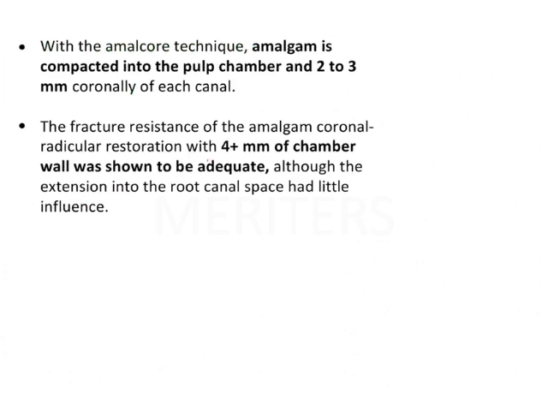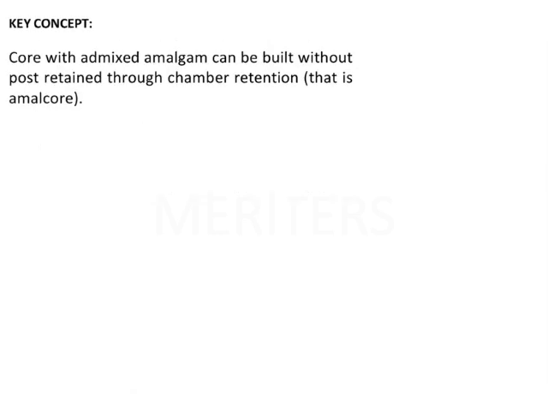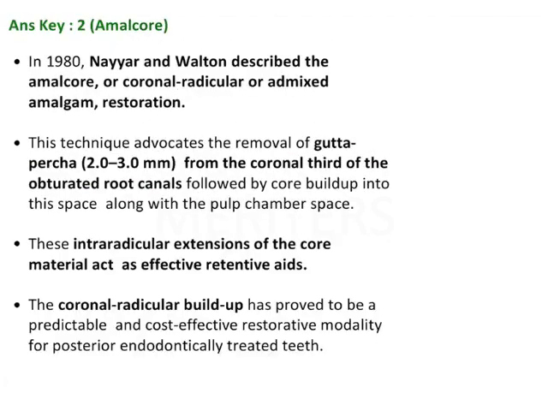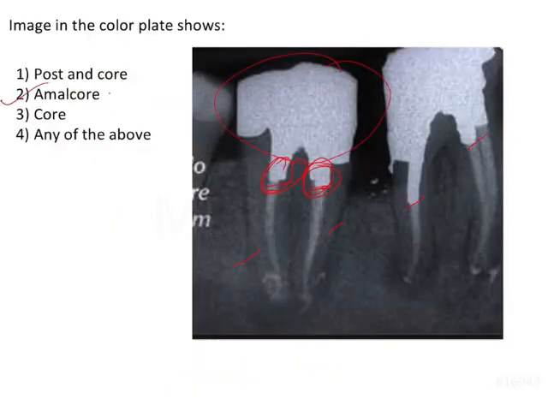Amalgam is compacted into the pulp chamber and 2 to 3 mm coronally of each canal, and fracture resistance of amalgam coronal radicular restoration with 4 plus mm chamber wall was shown to be adequate, although extension had little influence. Okay. So a core with admixed amalgam can be built without a post, retained through chamber retention. That is amalgam core. So this is amalgam core, which is shown in this image. So the answer here would be option 2.